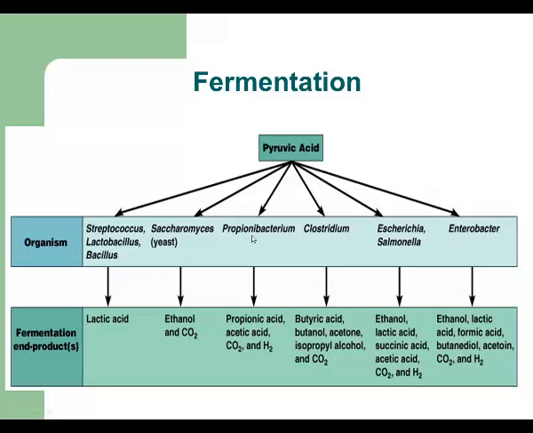Propionibacterium species perform mixed acids fermentation. So as you see, the end product will be a mixture of acids and gas. And then you see Clostridium species, Escherichia species, Salmonella, Enterobacter species, they all can perform different types of mixed acids fermentation. And you see the end products for each type will be a mixture of acids and gas.